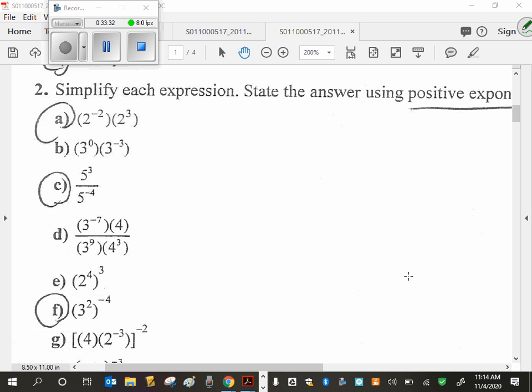So this one, you add exponents, you get 2. Not 4. Remember, keep the base, keep the 2, and add exponents. So the answer is 2 to the first, which is just 2.